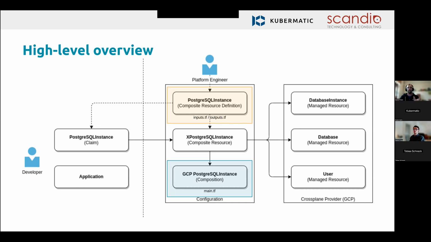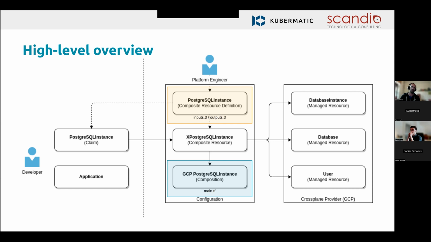However, for the claim and the composite resource, we do not have a real one-to-one mapping, or at least not a really good one. And you might even ask yourself, why the heck do we have 2 custom resource definitions? We already define our own API with the composite resource definition. So there are 2 important differences here between the claim and the composite resource that I would like to highlight.